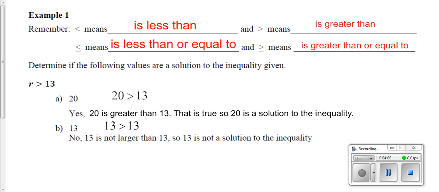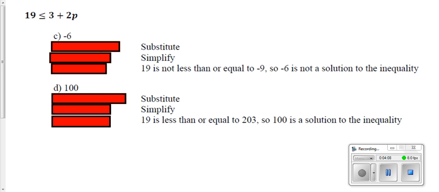The next example. What do we have here? The inequality says 19 is less than or equal to 3 plus 2p. So they want us to try and see if negative 6 is a solution. So we're going to plug that into p. Substitute it in place of p. It would look like this now. 19 is less than or equal to 3 plus 2p. 2p means 2 times that p.